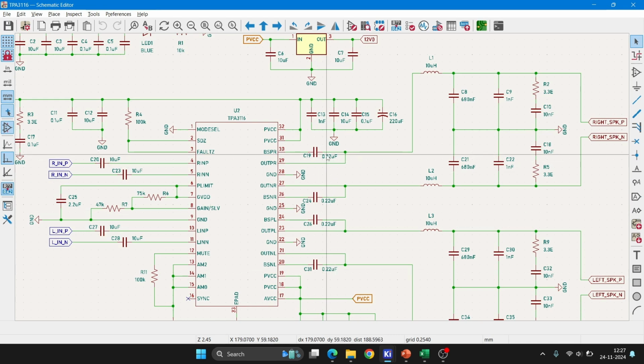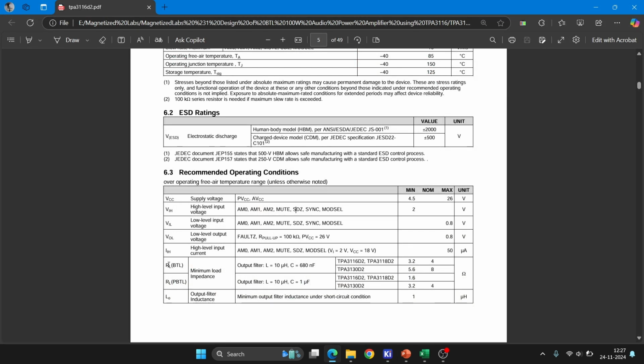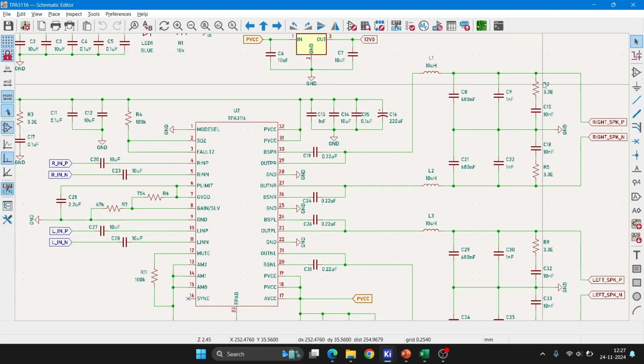And these are all the bootstrap capacitors for the high side gate driver circuit, and then here is the filter circuit as per the datasheet recommendation, 10 microhenry and 68 nanofarad. They have recommended that if you are using a BTL load, you can use output filter L equal to 10 microhenry, C equal to 68 nanofarad, and you can use both 4 ohm and 8 ohm speakers. Yes, these are all the snubber provisions to avoid speaker damage when it goes above the rated voltage.